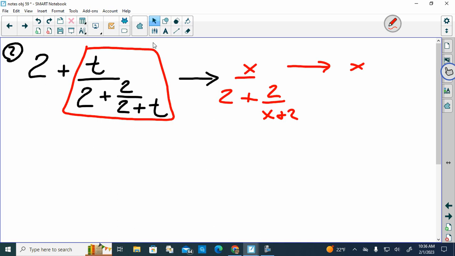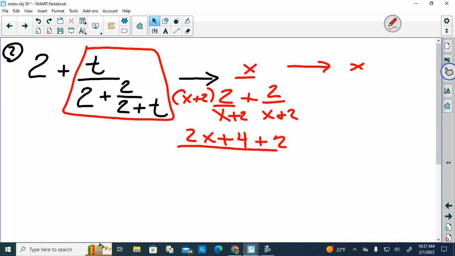Okay, but now I need to simplify these guys. So this is my denominator. This is over 1. I need a common denominator, which is x plus 2. So I'm going to change this into an x plus 2, but what I do on the bottom, I've also got to do on the top. When I distribute this, I'm going to have 2x plus 4 plus the other numerator, which is 2, over my common denominator, which is x plus 2.